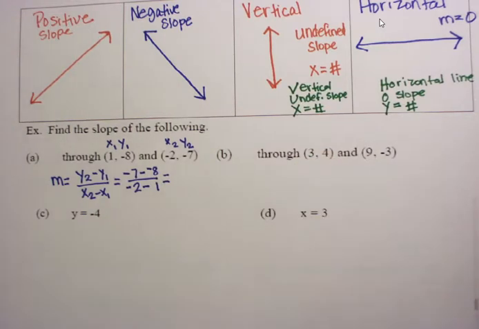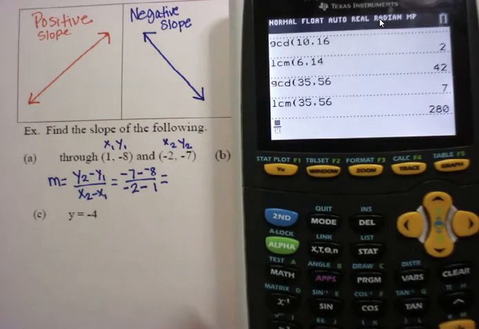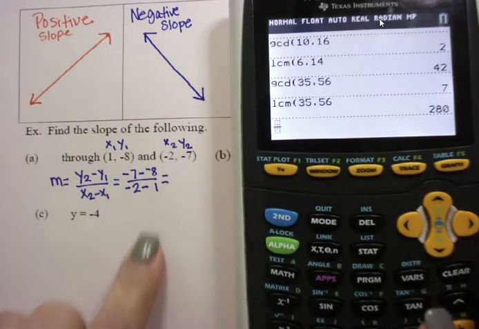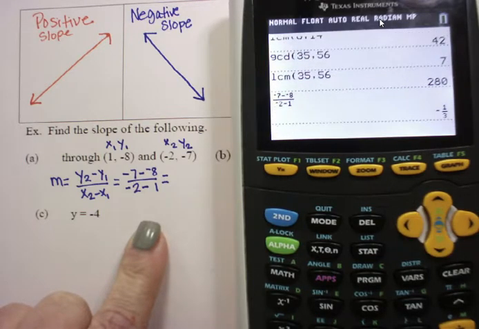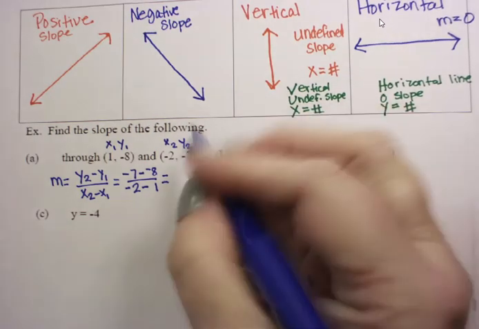All right, now if you put that into the calculator, make sure that you use alpha y equals to get that fraction line. -7 subtract -8 over -2 subtract 1. All right, and we get -1/3.